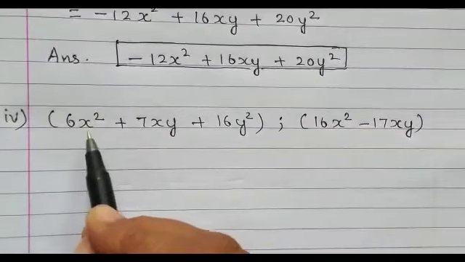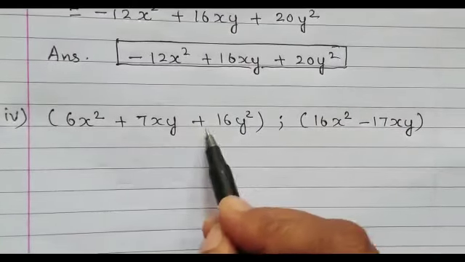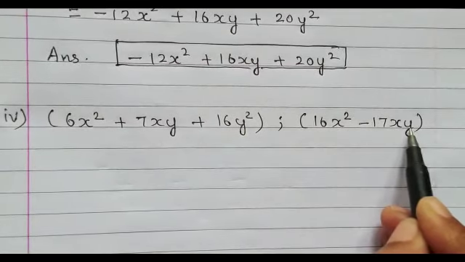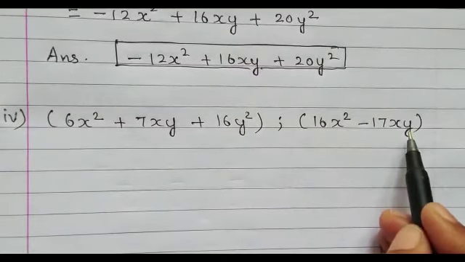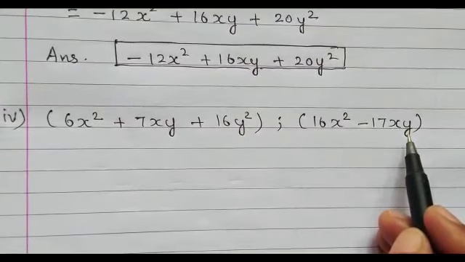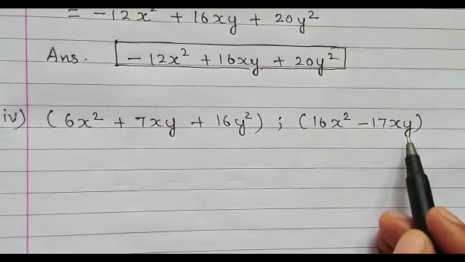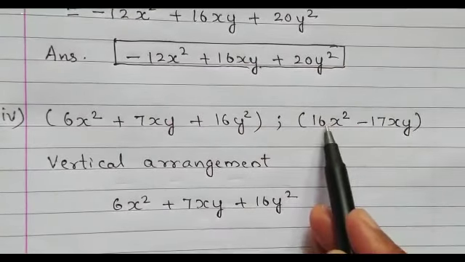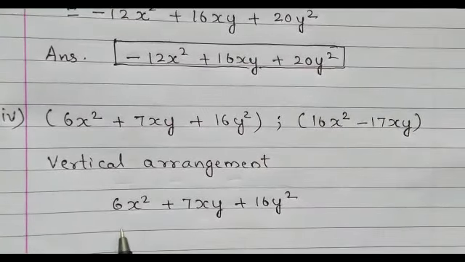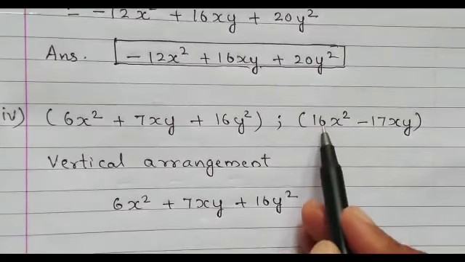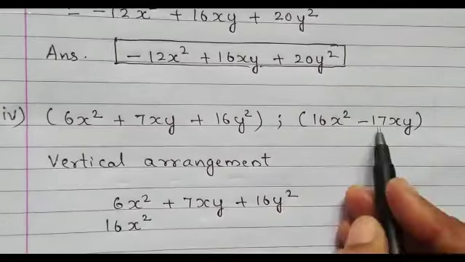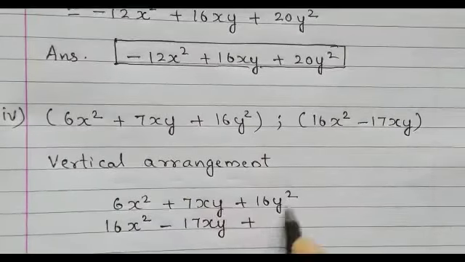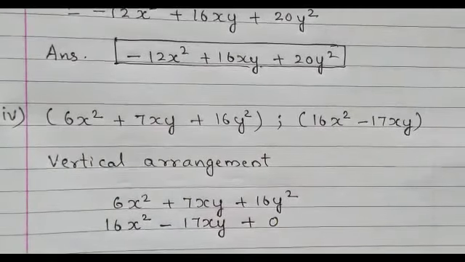The fourth question, 6x square plus 7xy plus 16x square and 16x square minus 17xy. This we'll solve by the vertical arrangement. Horizontal arrangement you can try on your own. Write the first expression. Arrange the second expression as per like terms below the first expression. So 16x square minus 17xy plus, there is no y square term, so you can put 0 here.